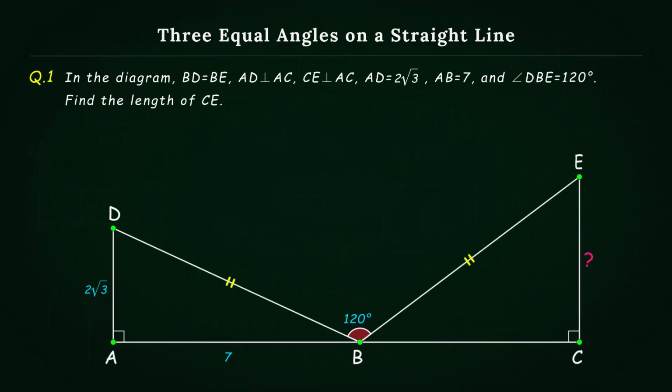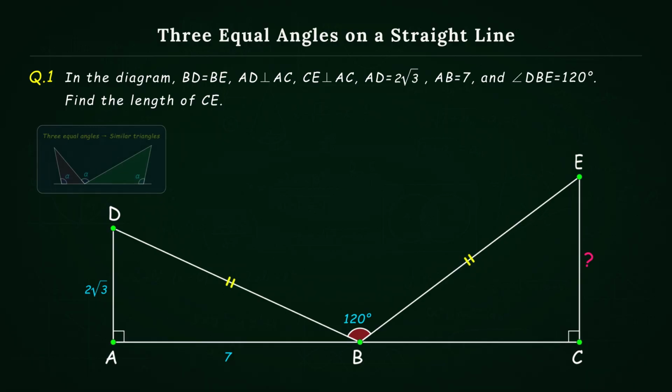Take a look at this. All the given information is already marked on the diagram, and we need to find the length of CE. If you're not familiar with this 3 equal angle configuration, it can be difficult to know where to begin. You can pause the video here and have a go at solving it yourself before continuing. Okay, let's see how we can approach this question.